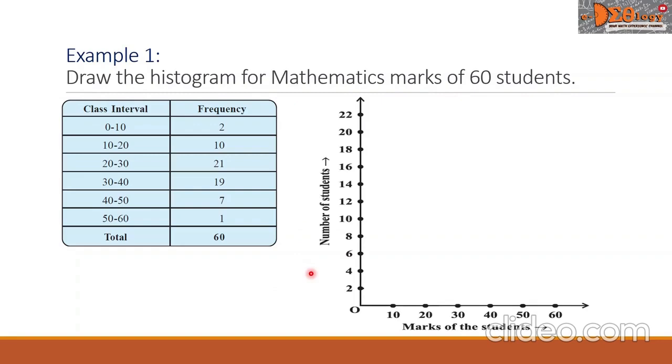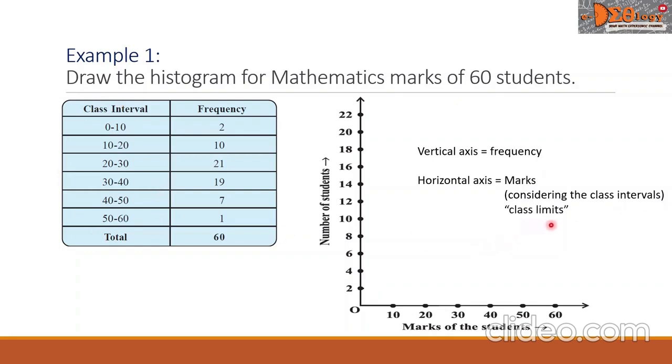Let us draw the vertical and horizontal axis. The vertical axis is for the frequency. We write the numbers and we made sure that the highest frequency is defined in our numbering. For the horizontal axis, this is about the marks. We will consider the class intervals. Now, we will define the class limits from 0, 10, 20, up to 60.